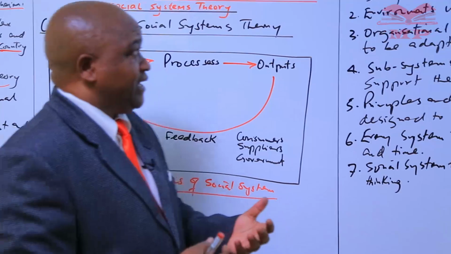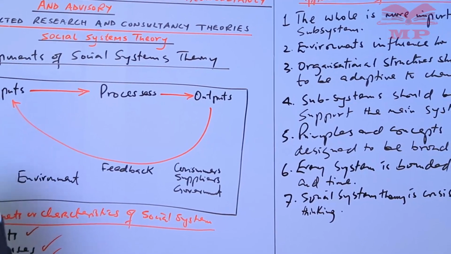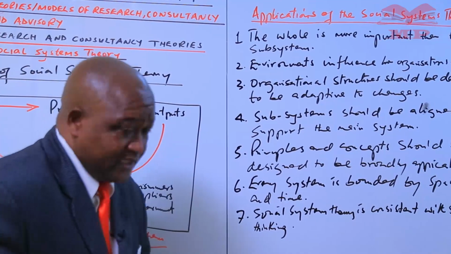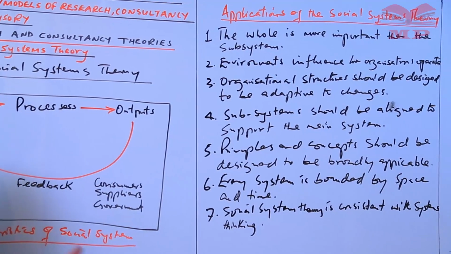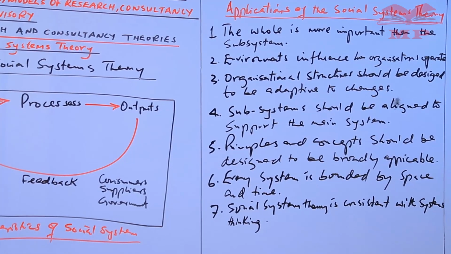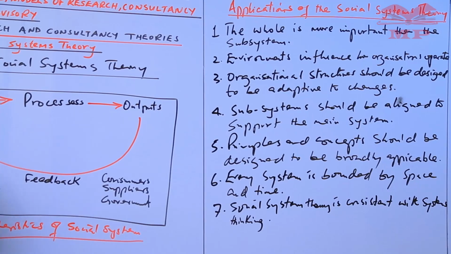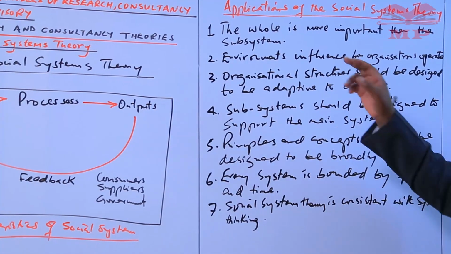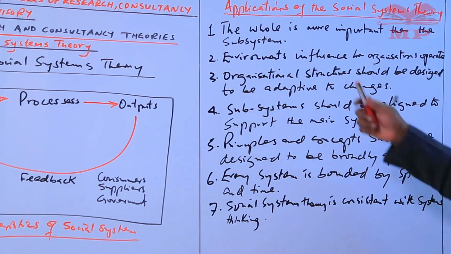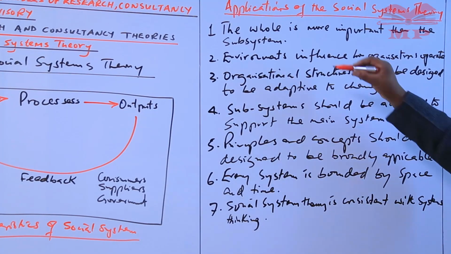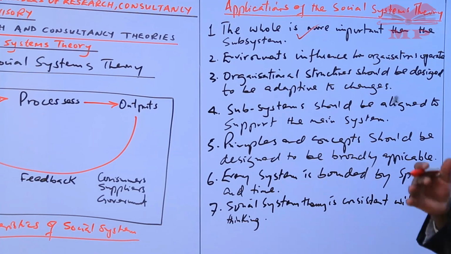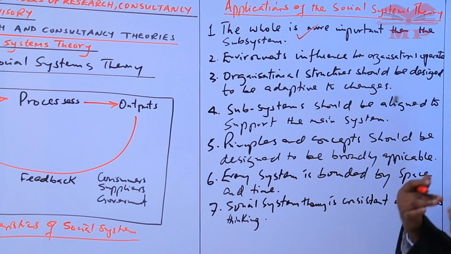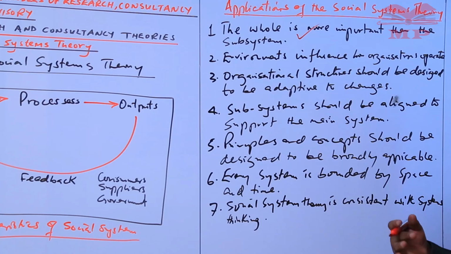And then we have also gone ahead and looked at the applications of the social systems theory, where we have looked at 7 of the applications where the social systems theory can be applied. Number 1, the social system looks at the whole, and indicates that the whole is more important than the subsystem. There will be subsystems within an organization, but when it comes to the degree of importance, the whole should be looked at as more important than the subsystem.